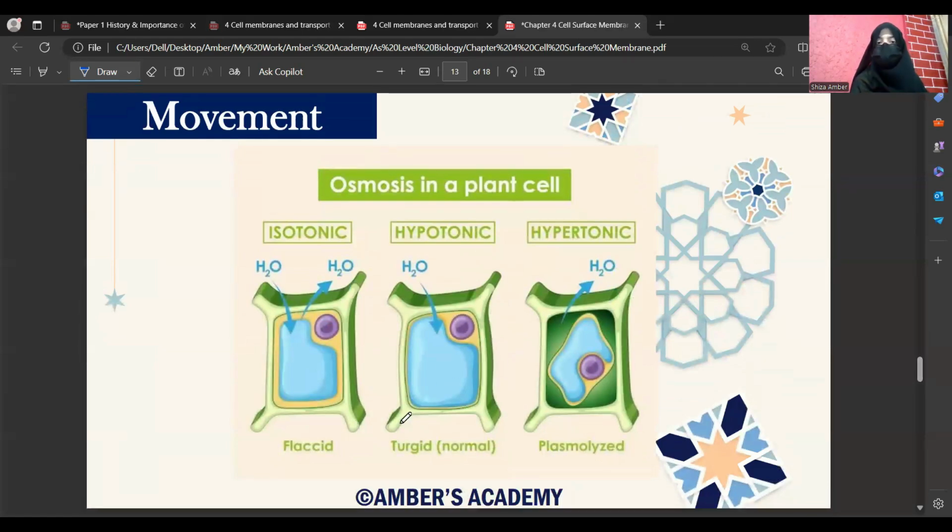You did this in your O levels too, but as a recap, you can only use the words isotonic, hypotonic, and hypertonic when we are talking about the plant cell. Do not use these words when you're talking about a red blood cell or any animal cell. So when you place a plant cell in an isotonic solution, the potentials are the same, so there's no effect on the cell.